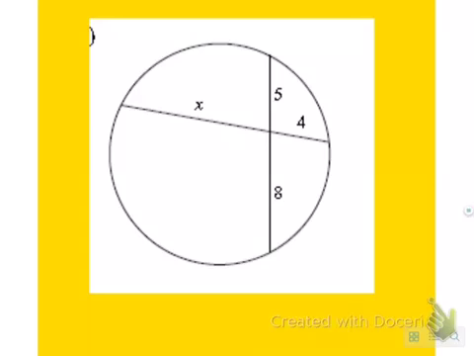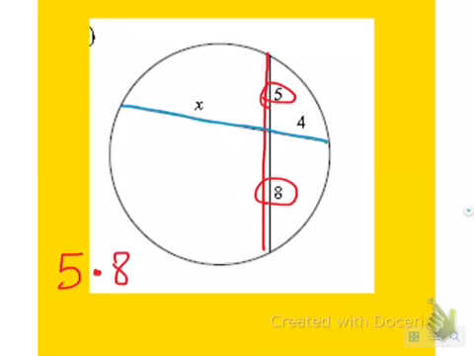So if I want to work this out, I'll look at my two chords. I see I have two chords. The first chord has segment lengths of 5 and 8. So that means I want to multiply 5 times 8 if I follow the formula, because product means multiply. And that's going to be equal to the product of the other chord. The other chord is here. So it has lengths of x and 4. So that's going to be equal to x times 4.